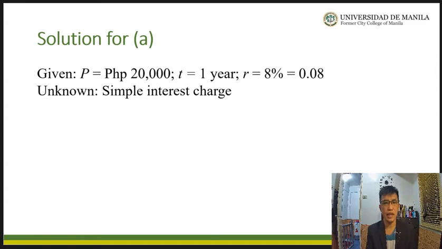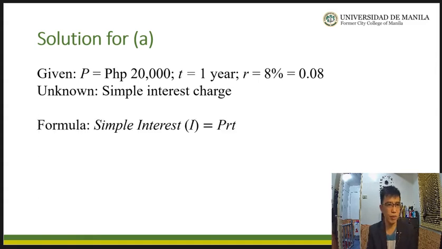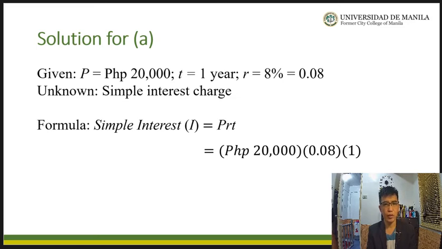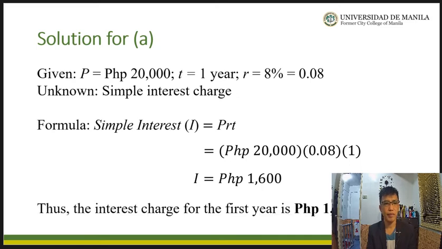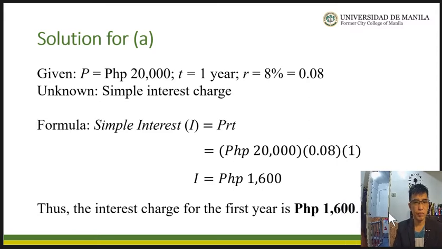the first year. And the formula for the simple interest is I is equal to the principal times rate times time. This is already familiar to you. So by substitution, that is 20,000 pesos times 0.08 times 1, and multiplying it, we know that the simple interest charge is 1,600. Thus, the interest charge for the first year is 1,600 pesos. Okay? Next.